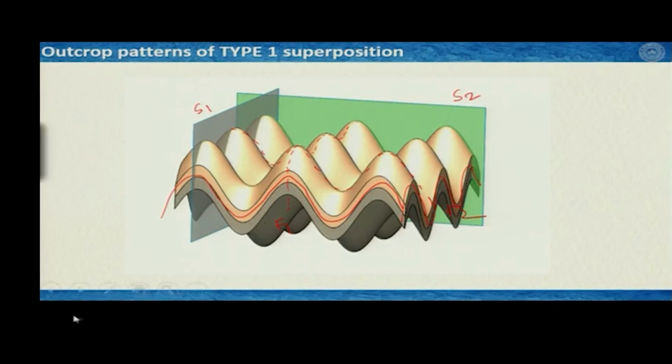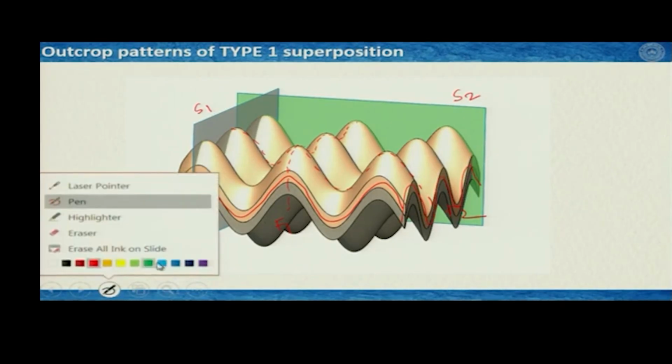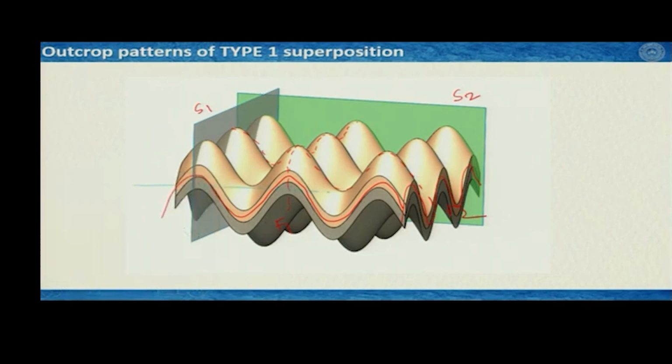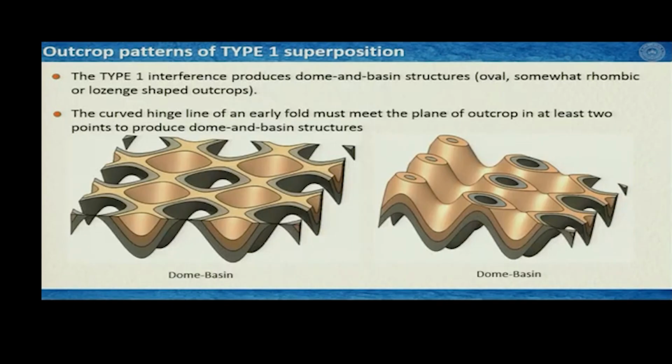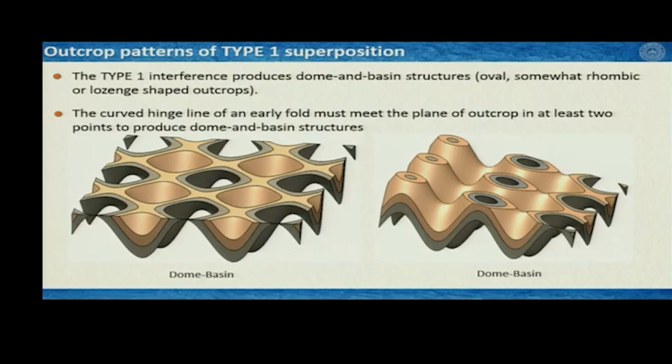However, if you cut it along this plane, then you see something very interesting, which you are going to see in the next slide. So these are known as dome and basin structures. The type 1 interference produces dome and basin structures, as we talked about, so oval or somewhat rhombic or lozenge-shaped.